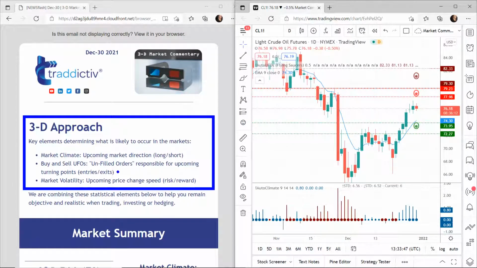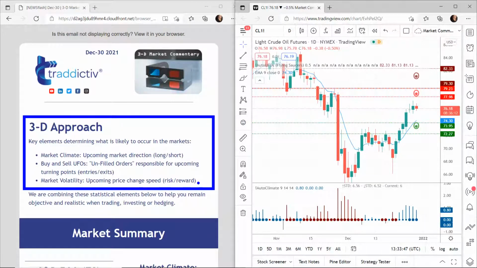Then we'll look at buy and sell UFOs, unfilled orders. Essentially what we're looking at there is, where are the buyers and where are the sellers? Where are lots of buyers and sellers? Now these little green UFOs here, again another app that we use, show us where the buyers are. These little red UFOs show us where the sellers are. Now that's helpful to know because buyers are likely to push price up, sellers are likely to push price down, so we want to know where they are.